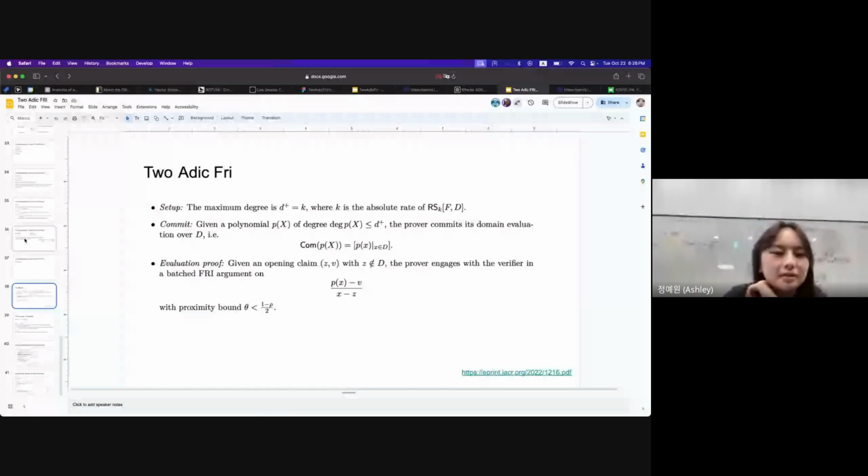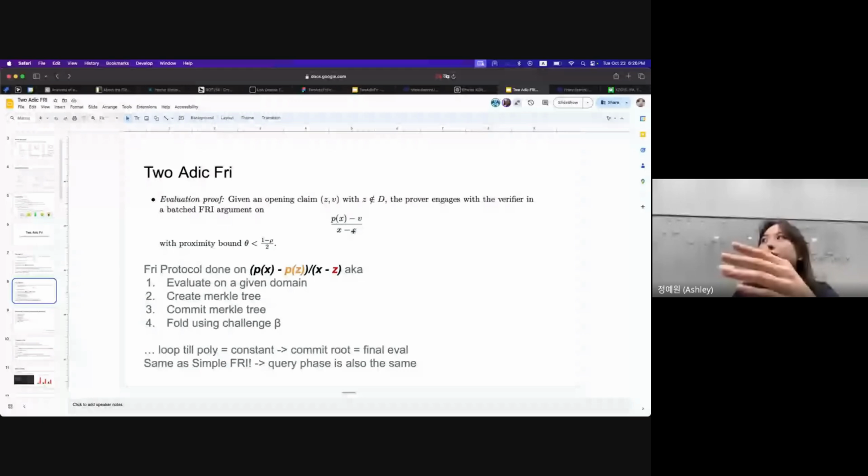This slide essentially says that the Fri protocol is exactly the same on 2AdicFri and SimpleFri, except the polynomial that is implemented is different. So given this polynomial, we evaluate on a given domain, we create a Merkle tree, commit the Merkle tree roots, and then fold using challenge beta, and keep looping until we get the final evaluation constant. So it's the exact same as SimpleFri, and the query phase also works the exact same.